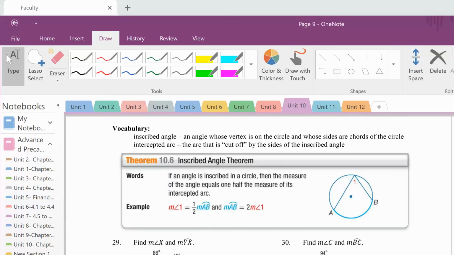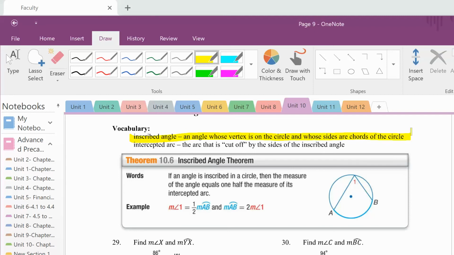An inscribed angle is an angle whose vertex is on the circle and whose sides are chords of the circle. For example, here angle 1 is an inscribed angle because the vertex is on the circle. An intercepted arc is the arc that is cut off by the sides of the inscribed angle. So here, AB is the intercepted arc.